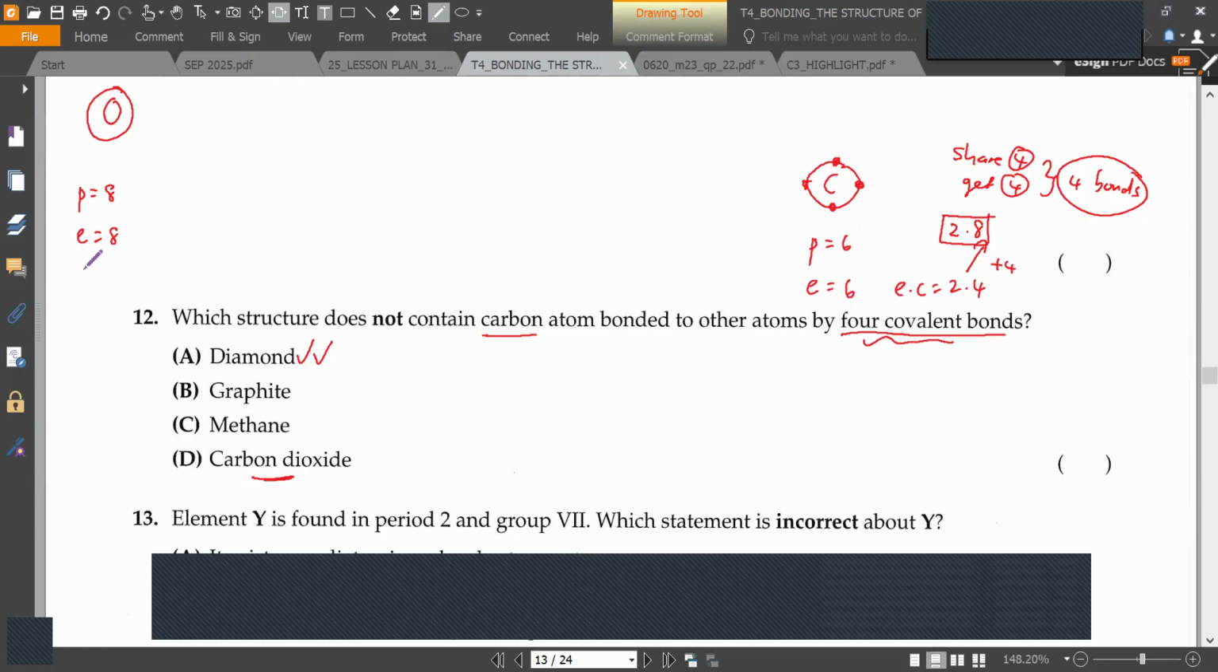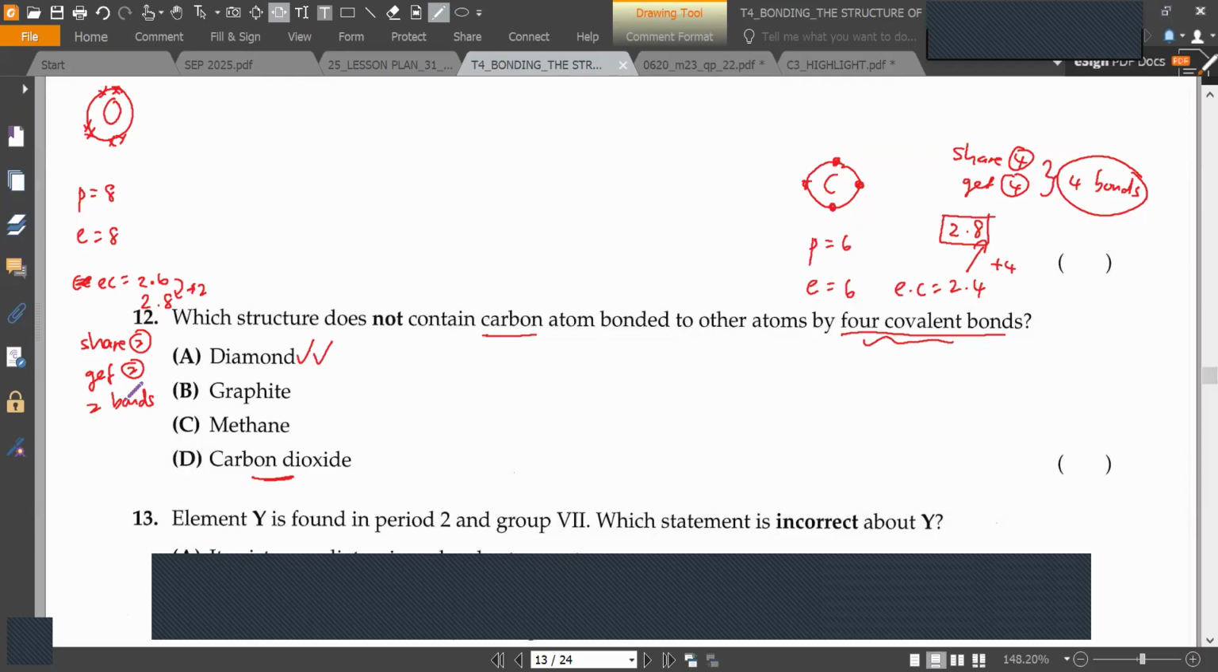Electron configuration 2, 6. So it has 6 outer electrons. So it needs to add 2 more to get a full shell. So it will share 2, get 2. So it will form 2 bonds. So oxygen wants to form 2 bonds.